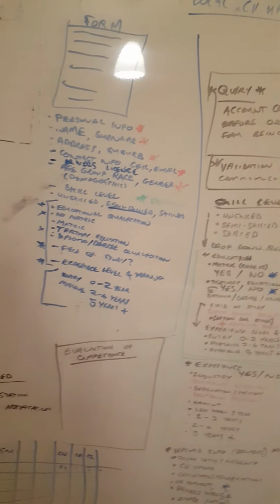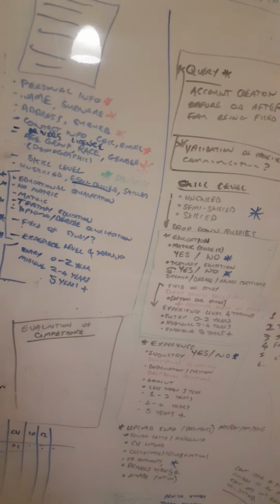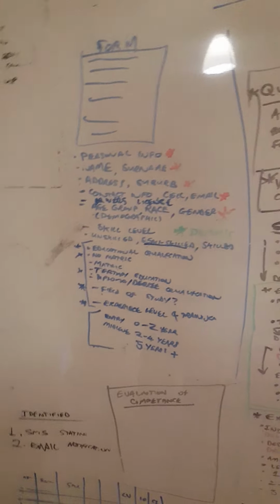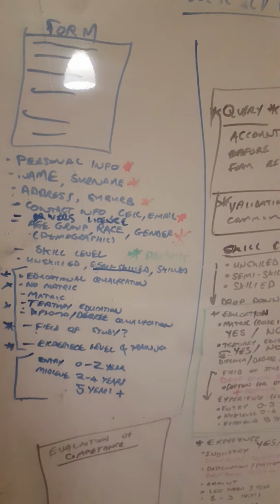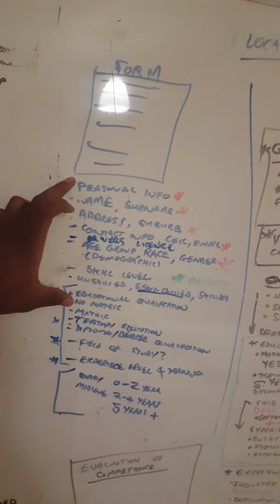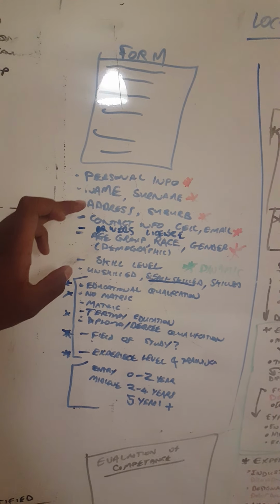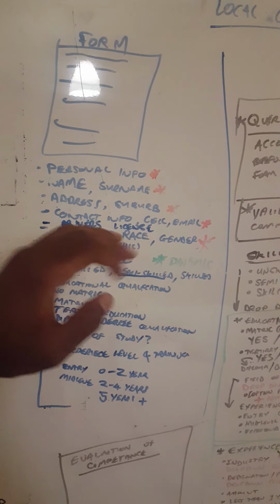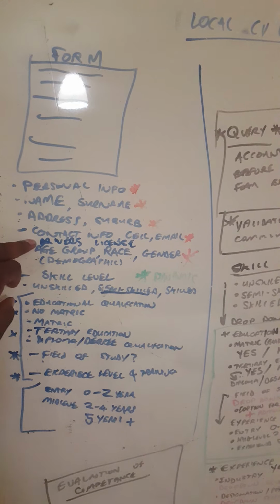My colleague and I have worked on what we'd like to outline for the form. It's a combination of static information that is required to fill in, and then a few things that are dynamic that change. I'll just explain. So for your static information, you got your personal information, your name, your surname, address, suburb, contact information, your cell number and email address.